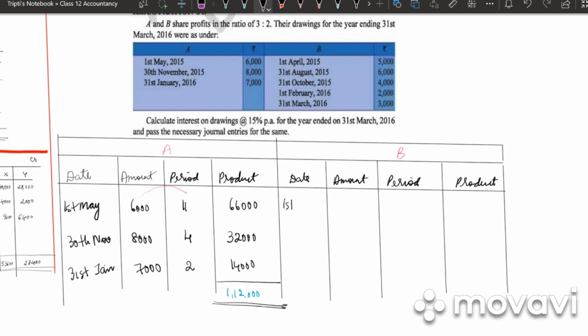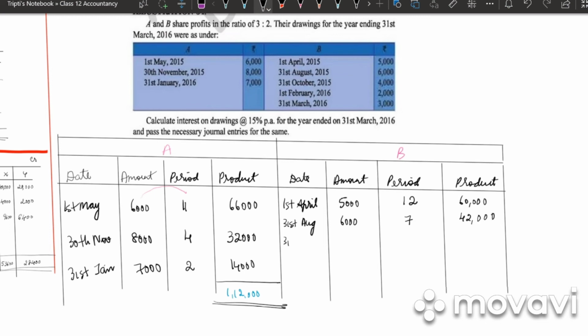First date is 1st April. How much is it? 5,000. Number of months will be 12. So 5,000 into 12 is 60,000. Then we have 31st August, 6,000. Months will be September, October, November, December, Jan, Feb, March, 7.